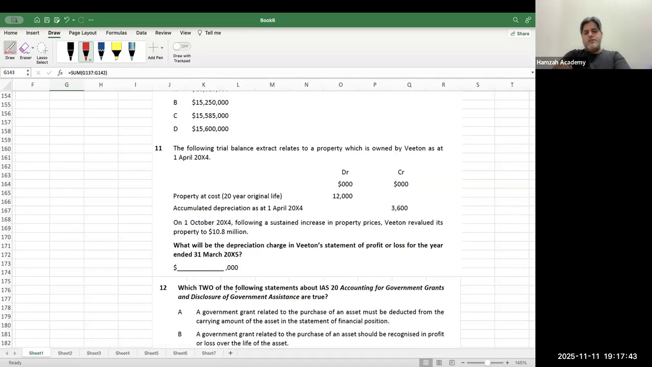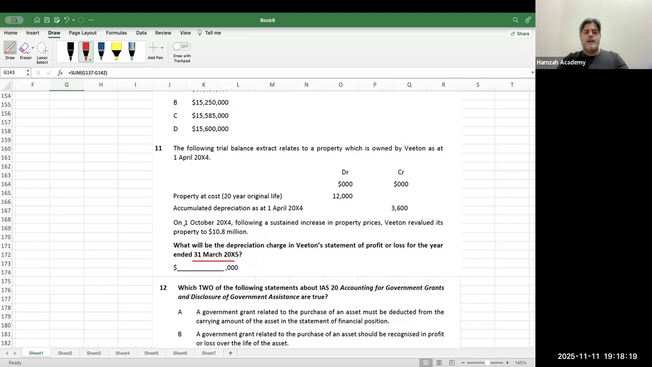Then we have this 11 over here. The following trial balance extracts relates to a property which is owned by Wheaton as at 1st April 20x4. So property at a cost, 20 years original life. We have the debit and credit over here, property at cost and accumulated depreciation. On 1st October 2024, following a sustained increase in property prices, Wheaton revalues the property to 10.8 million. What will be the depreciation charge in Wheaton's statement of profit and loss for the year ended 31st March 20x5?